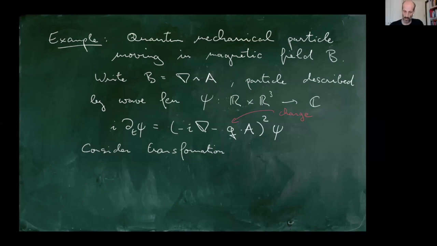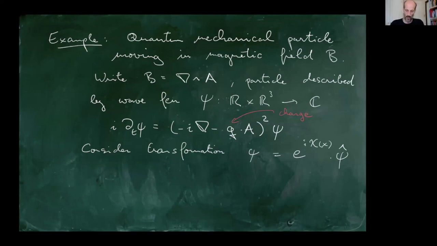Right, so I look at a transformation that maps psi into e to the i chi of x times psi. Okay, so let me make it more precise what I mean. Let me write psi equal to e to the i chi of x times psi hat. Now here, of course, I can always do that. I haven't done anything, I've just done a change of notation. But now I can ask myself, what kind of physics does psi hat obey?